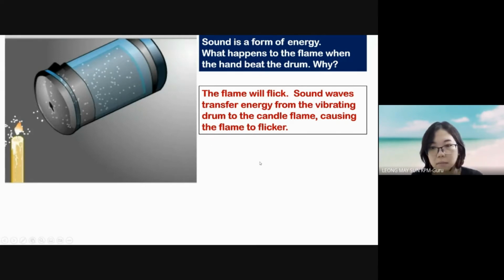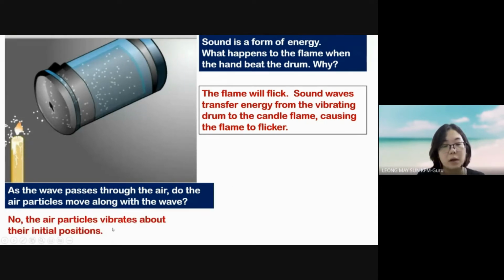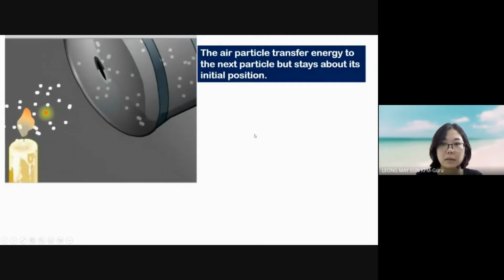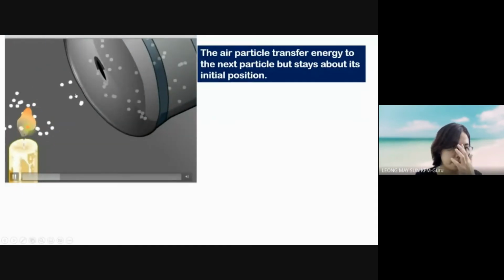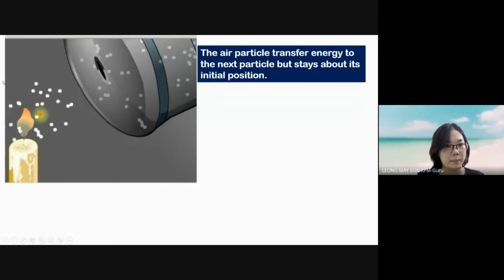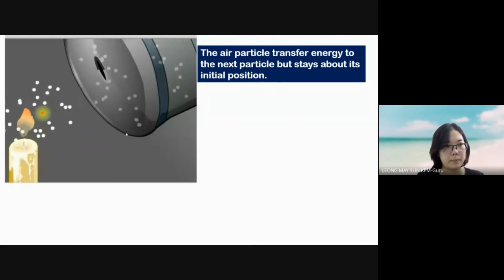Okay, ideal case. If the wave passes through the air, do the air particles move along? Ideal case, no. The air particles vibrate about the initial position only. So it will move further away and come back. Again, ideal case. The orange particle represents an air particle. The air particle transfers energy to the next particle, but stays about its initial position. Thus, as the wave passes through the air, energy is transferred without the transferring of matter.